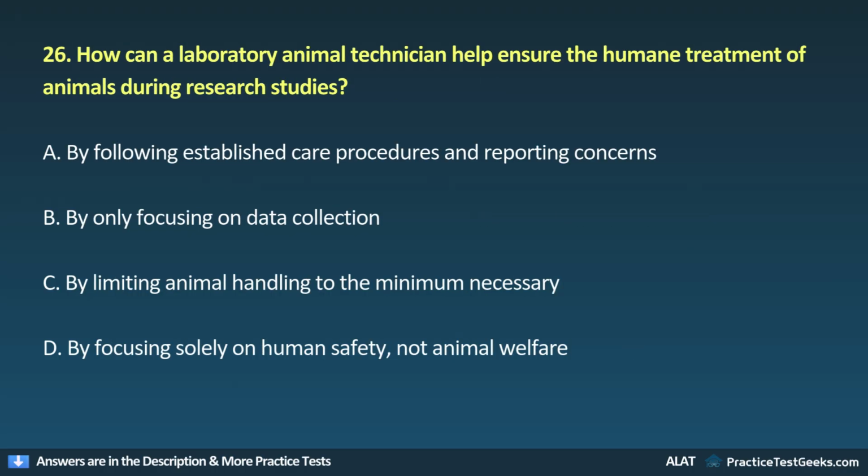26. How can a laboratory animal technician help ensure the humane treatment of animals during research studies? A. By following established care procedures and reporting concerns. B. By only focusing on data collection. C. By limiting animal handling to the minimum necessary. D. By focusing solely on human safety, not animal welfare.